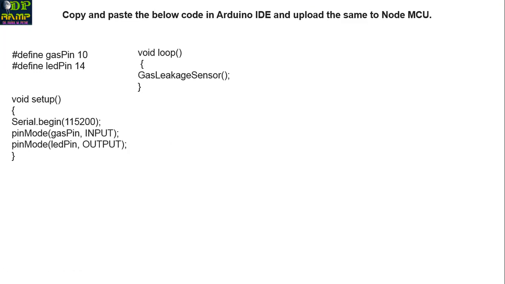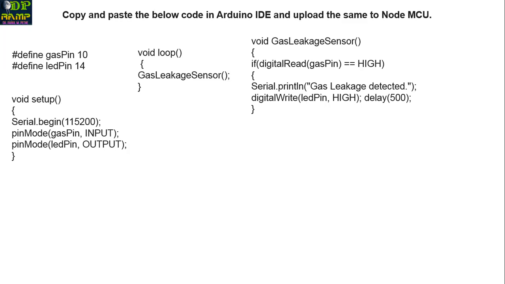Now we can create a function as a gas leakage sensor, and we will call it separately. If the gas is indicated, then that particular pin gets the signal as high. It means if the gas is detected in the vicinity of that particular gas sensor, the LED will turn on. At that time we can mention that the serial monitor will display that gas is detected.